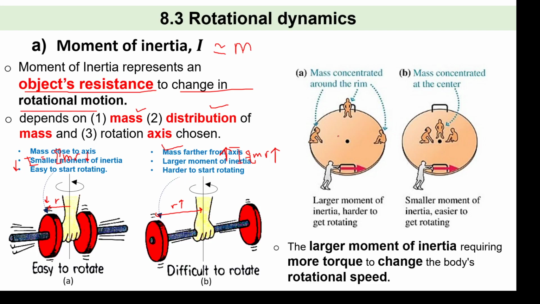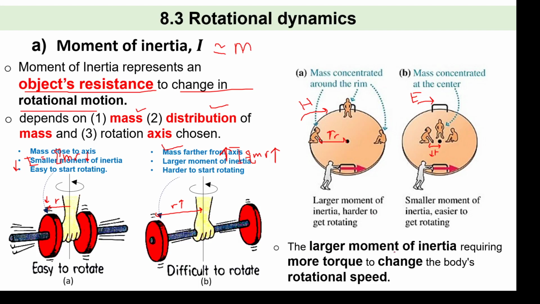Let's see another example. In a playground, let's say there are 4 children. You can see that the distance of the children towards the center of the axis is high in this one compared to the other. Here the r value is low, whereas here the r value is high. If the r value is high, it means a large moment of inertia, therefore it is harder to rotate. Whereas for this one, the value of r is small, so the moment of inertia I is small, and this is easy to rotate.